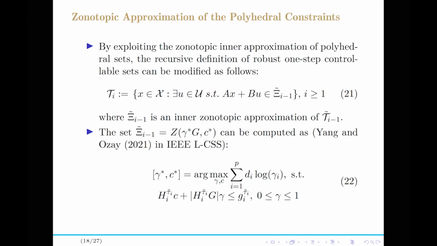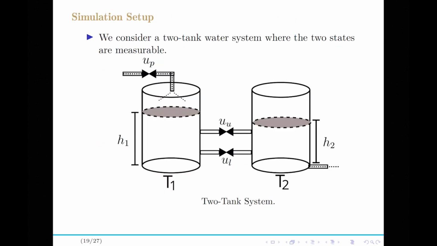By exploiting the zonotope inner approximation of a polyhedral set, the recursive definition of the robust one-step controllable set can be modified as equation number 21, where psi I minus 1 is an inner approximation of tau I minus 1. To find this zonotope inner approximation, we can use equation number 22, which is taken from this paper. In the following slides, I'm going to explain our simulation setup and our simulation results.